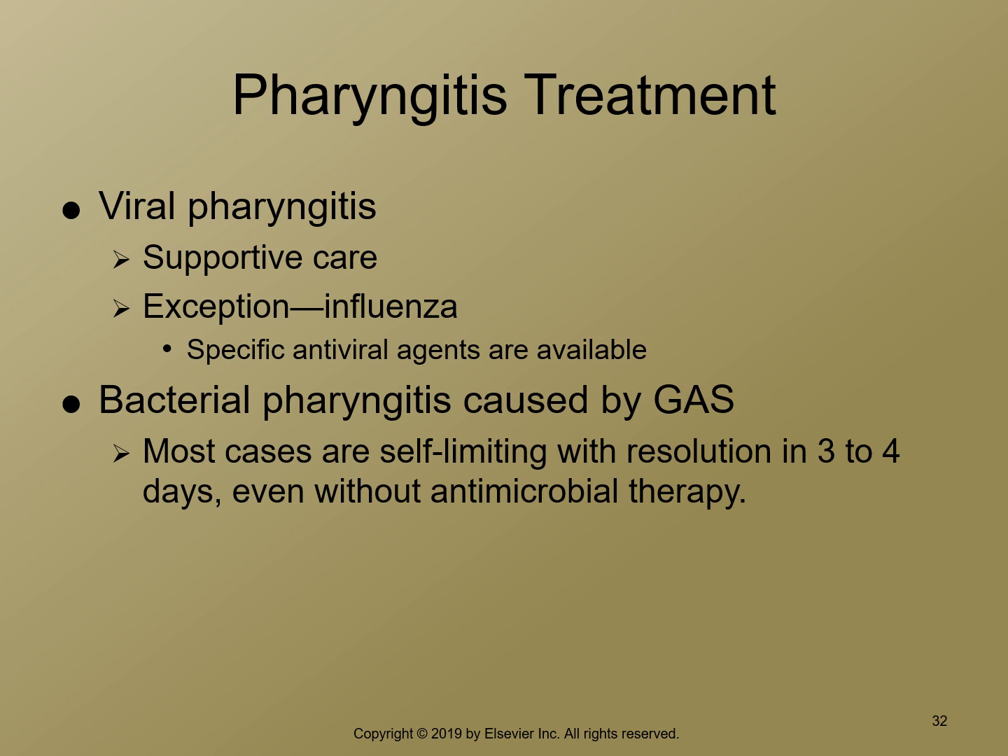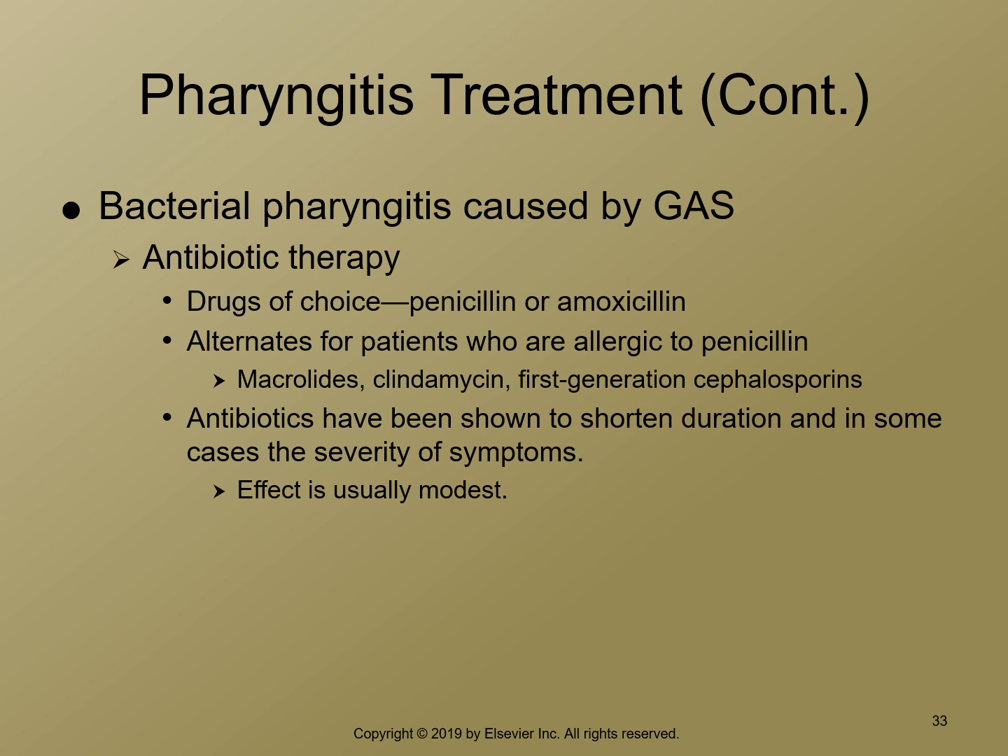Treatment of pharyngitis varies depending on the causative agent. With viral pharyngitis, treatment is supportive, with the exception of influenza, for which specific antiviral agents are available. Most cases of group A strep bacterial pharyngitis are self-limiting, and symptoms resolve within 3 to 4 days, even without antimicrobial therapy.